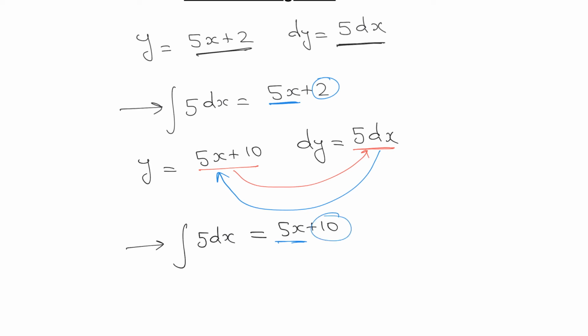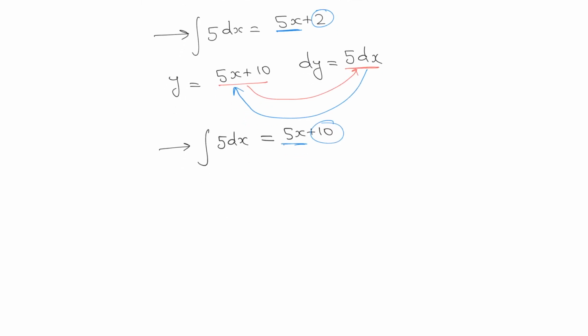So we will write our result like this. Integration of 5 dx is equal to 5x. How we get 5x, no need to worry about that, we'll discuss it. But we will not be able to identify the value of the constant, so we'll put a constant of integration here, which is represented by c. So here c is known as the constant of integration.